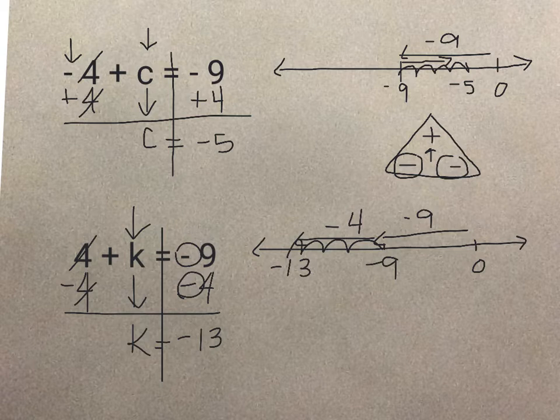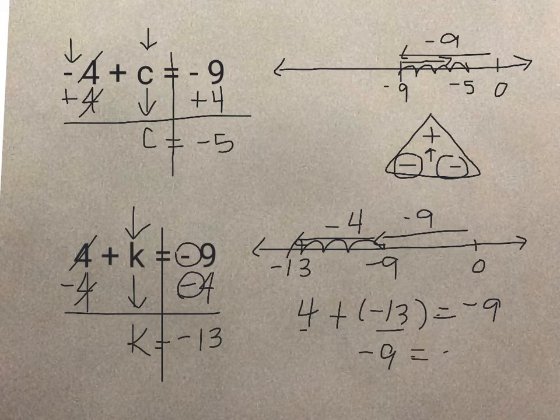So let's check now to see if that's true. We substitute, so we write 4 plus, but instead of k, we substitute negative 13. That gives me negative 9. Is that true? Yes, because we have unlike signs, 4 and negative 13. Unlike signs means we subtract, so negative 13 plus 4 gives me a negative 9, because 13 minus 4 is 9, and negative 9 equals negative 9, and that's a check.